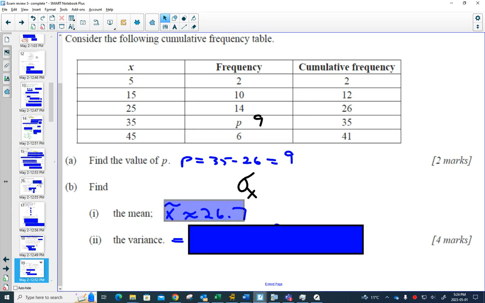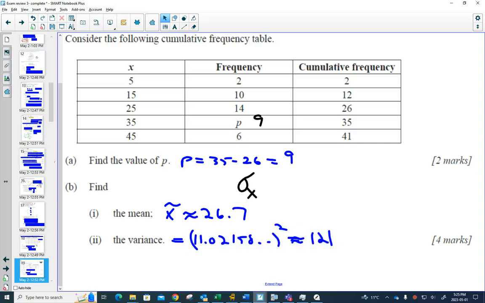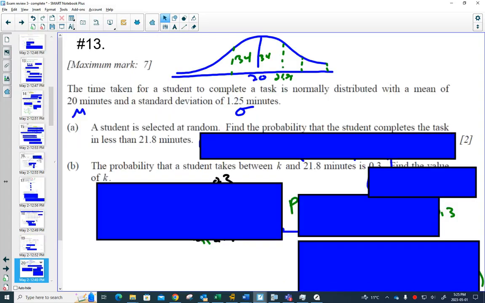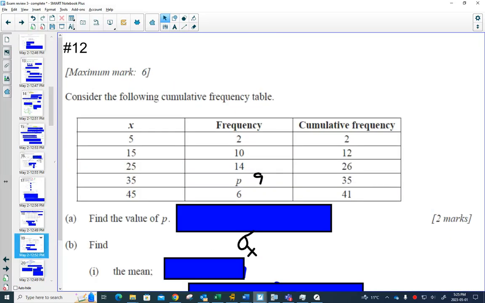Find the mean, type this into your calculator, right? You've got your values here, and your frequencies in list 2. And then do 1-var stats with list 1 and list 2 to get that mean. And the variance will be sigma squared. So you'll find your sigma, this symbol right there, to be 11.02. You would square that, and to 3 sig figs get 121. And that is where we will start.